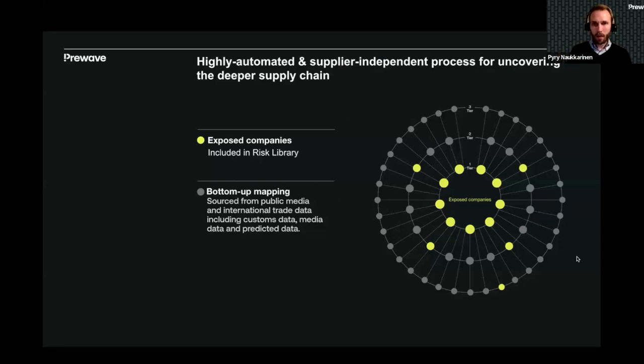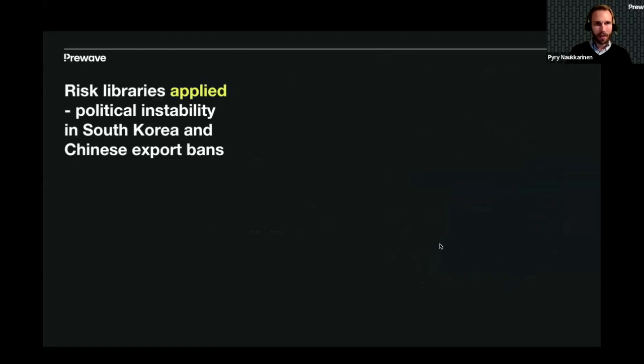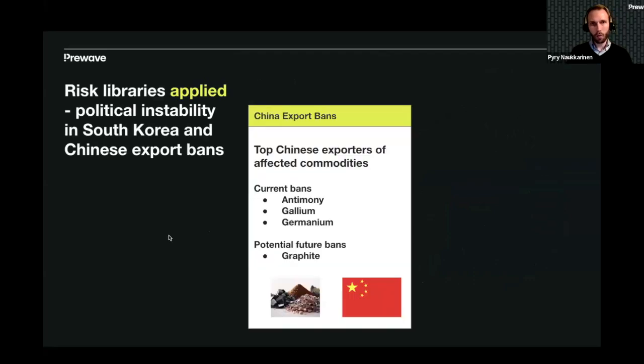When we look at the case we're not talking about, the South Korea and the China case, these libraries look something like this. In the China case, we would have lists of companies as these exposed companies who are top Chinese exporters of the commodities whose exports have now been banned to the US.